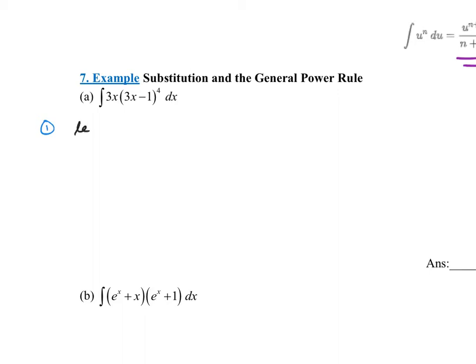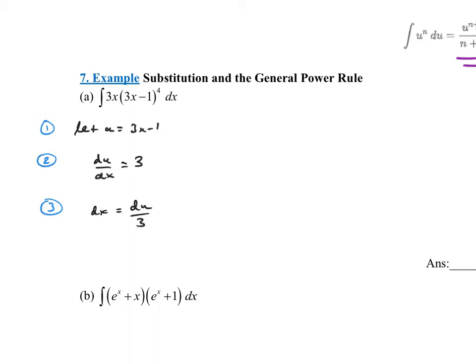So what we're going to do is let u equal the inside. In this case, it would be 3x minus 1. Step 2, again, is going to be find the derivative of both sides. So this is going to be du/dx equals, well, the derivative of 3x minus 1 is 3. Step 3, solve for that dx. So I'd have dx equals, multiply both sides by dx, divide both sides by 3, I'd have du over 3.